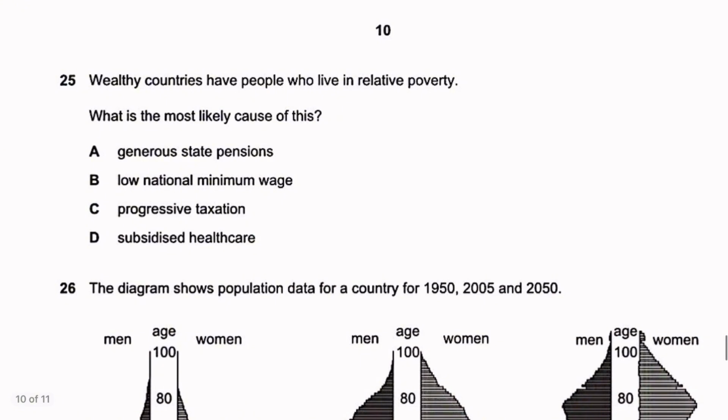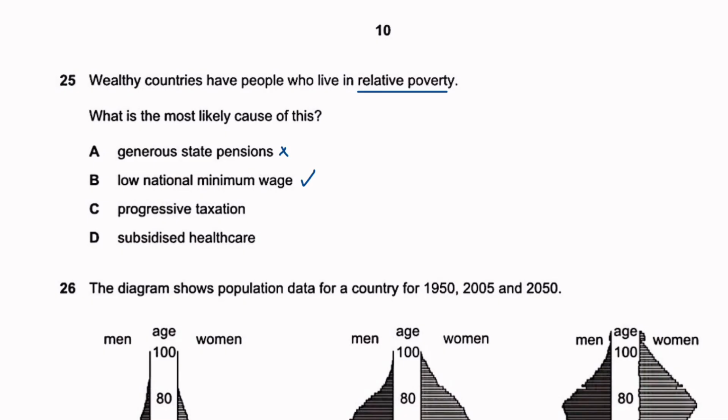Question 25. Wealthy countries have people who live in relative poverty. So relative poverty means that people are living below the standard of living. Okay. So what is the most likely cause of this? A. Generous state pensions, no. B. Low national minimum wage. Yes, correct.